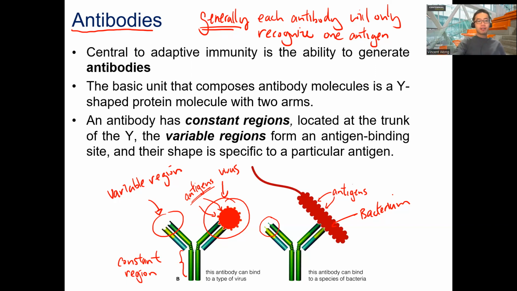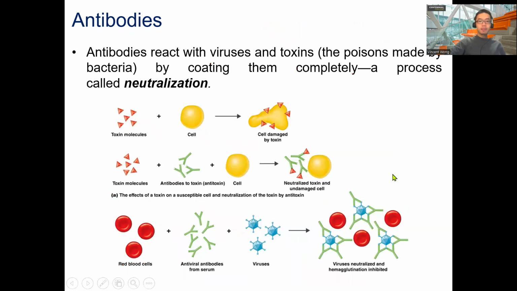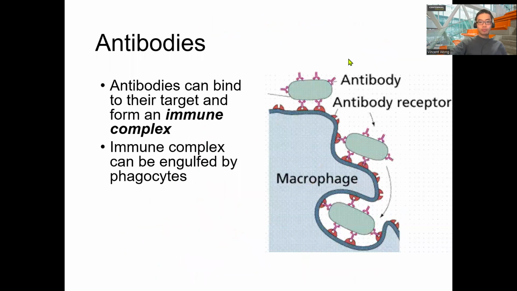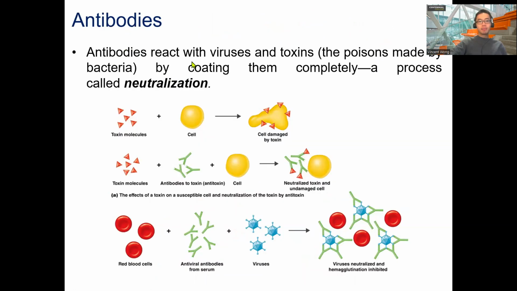So what happens after you produce the antibodies? How do they actually work? Antibodies can work by several mechanisms, and I'm going to show you some of these. The antibodies can react with virus and toxins to neutralize them. So here are some toxin molecules.